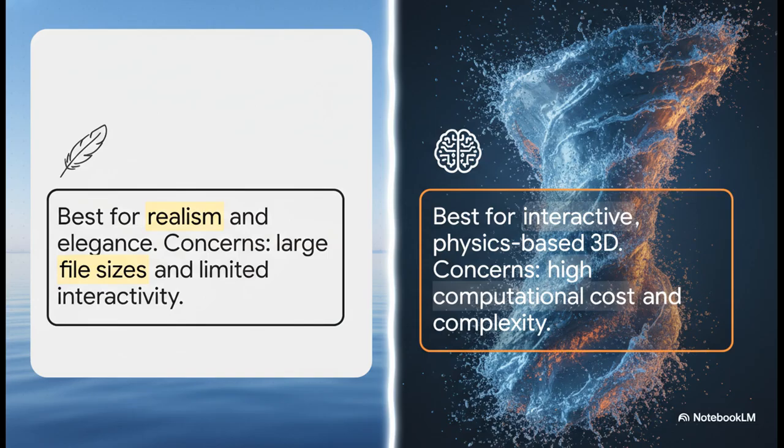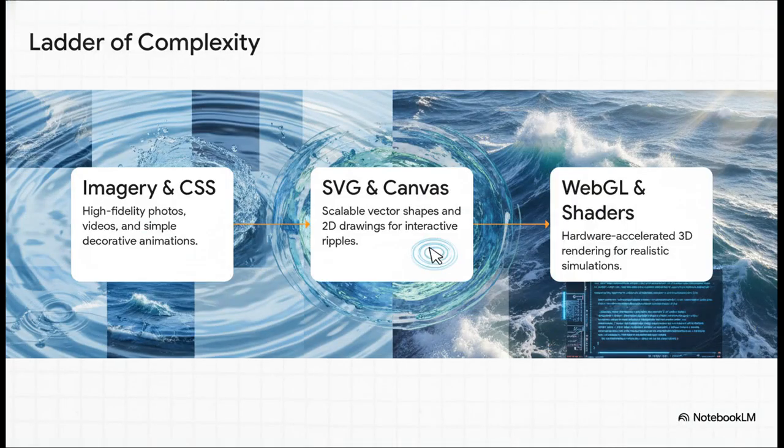Then, on the other end, you've got these complex, interactive experiences powered by JavaScript and WebGL. They give you incredible, physics-based realism, but, and it's a big but, they cost a lot in terms of performance and are way harder to build. You can really think of this as a ladder of complexity. At the bottom rung, you might just start with a simple, decorative video background of some calm waves.